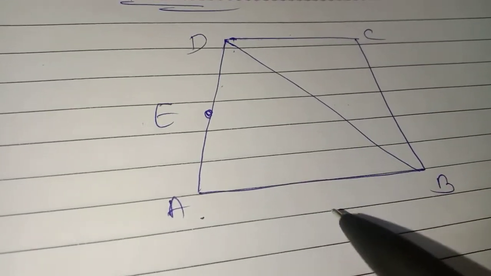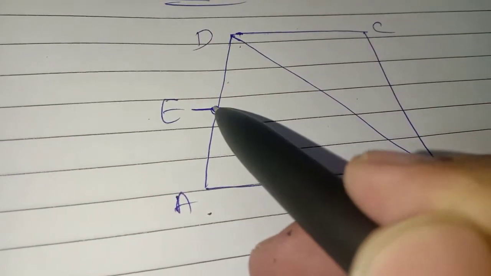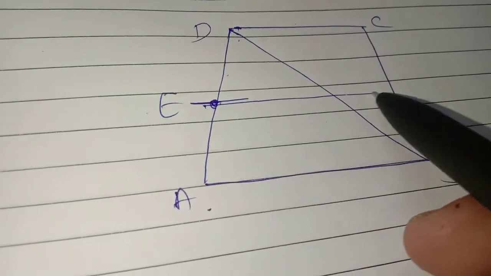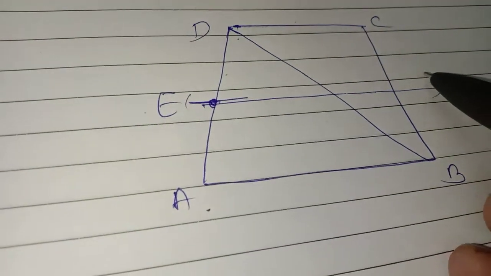A line is drawn through E parallel to AB and intersects BC at F. Clear? What is to prove? That F is the midpoint of BC. Let's write the proof here. What is to prove? That F is the midpoint of BC.